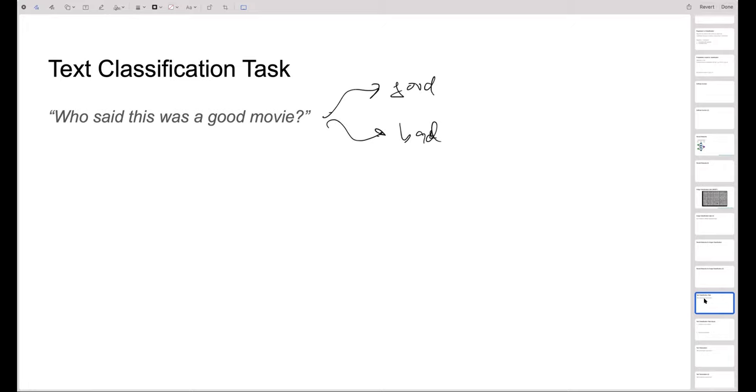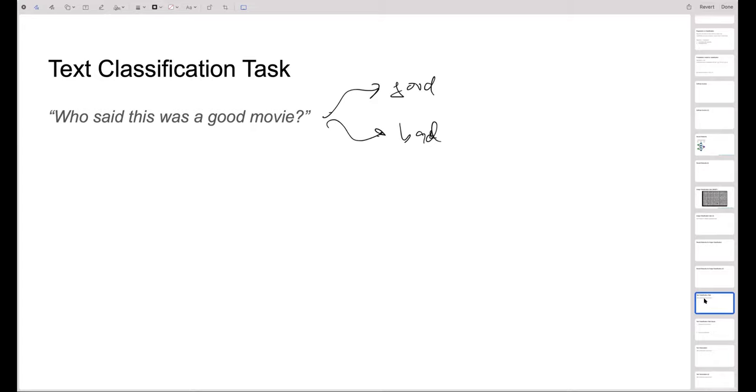What I mean is, does it mean it's a good review? Okay, probably this review means that the movie was bad because it's saying, who said this was a good movie? Very sarcastic. But at least the output is, there are two classes. So this is a classification task, apparently. So we might be able to use a similar algorithm as we used for image.